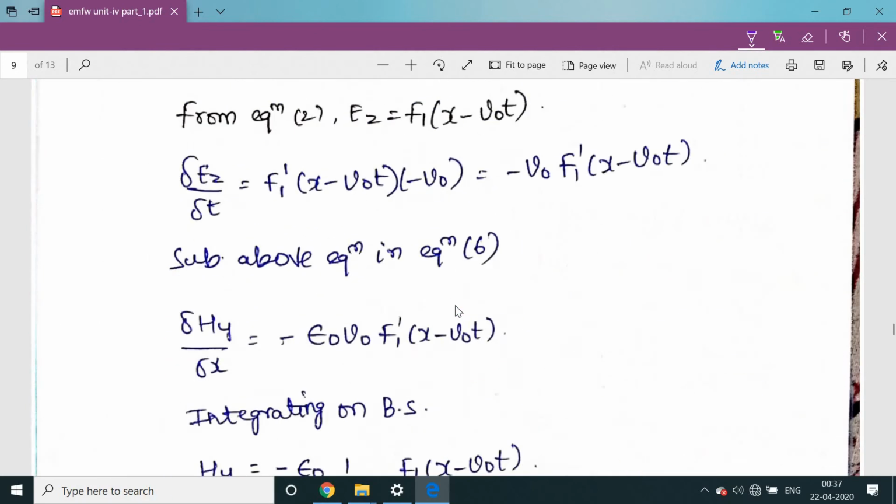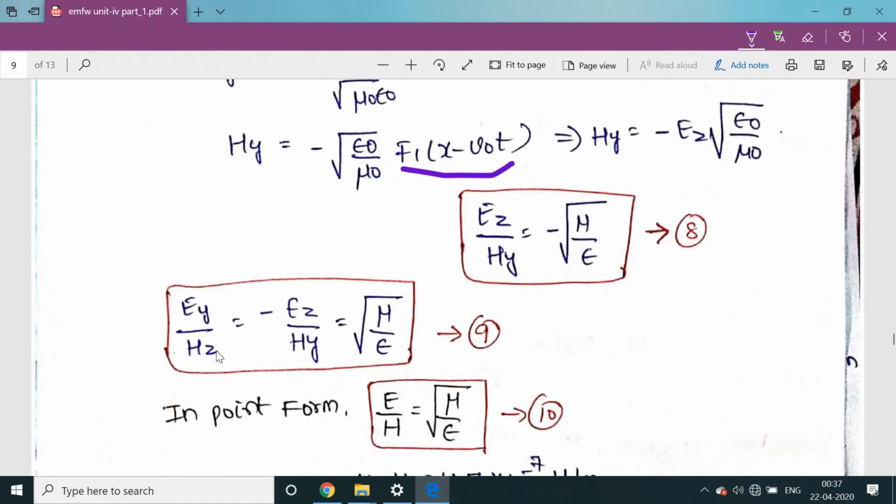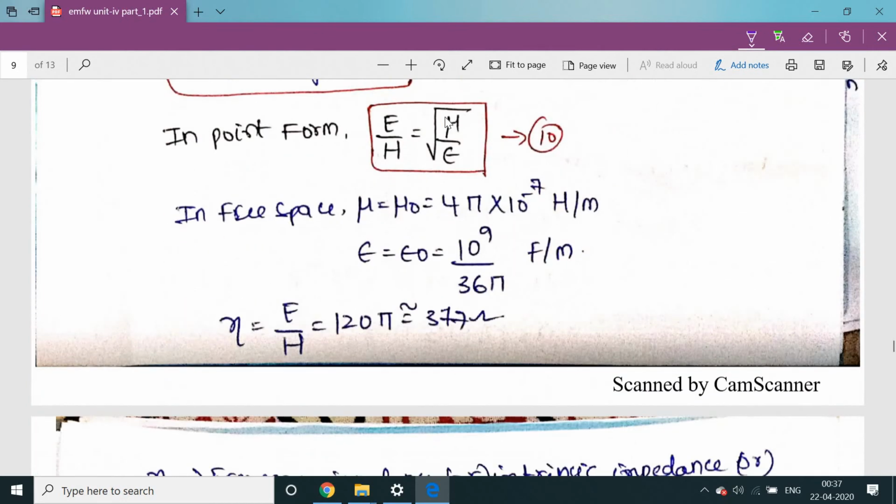If you take these two equations, equation 7 and equation 8, we get Ey by Hz is equal to minus Ez by Hy is equal to square root of mu by epsilon. In point form, simply you can write E by H is equal to square root of mu by epsilon. Here E is a function of y and H is a function of z, meaning one is going in the y direction and the other in the z direction. If you change the direction, we get minus. So in simple form you can write E by H is equal to square root of mu by epsilon.